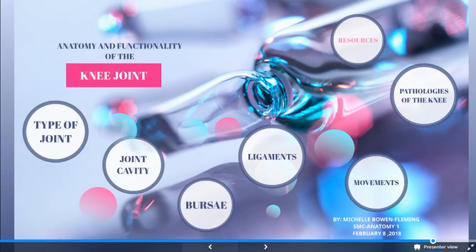In closing, the knee joint is an important joint that contributes heavily to your everyday life. I hope this tutorial is helpful in learning the anatomy and functionality of the knee joint and some pathology that can negatively impact it. Thank you.